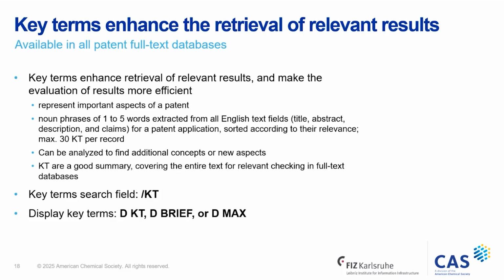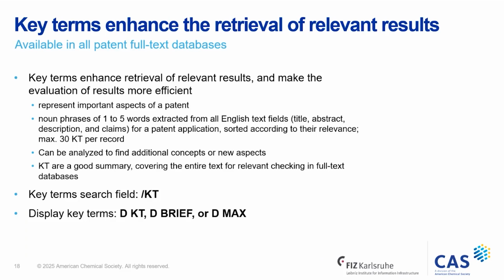These are noun phrases between 1 and 5 words that we extract algorithmically from all English language text fields, so title, abstract, claims, and description for patent applications, and then they get sorted according to their relevance, with a maximum of 30 key terms per record. So we can analyze these to find additional concepts or new aspects. We might expand or contract our search strategy based on what we find. Again, this is not controlled vocabulary. This is not the lexicon. This is not a system of indexing.